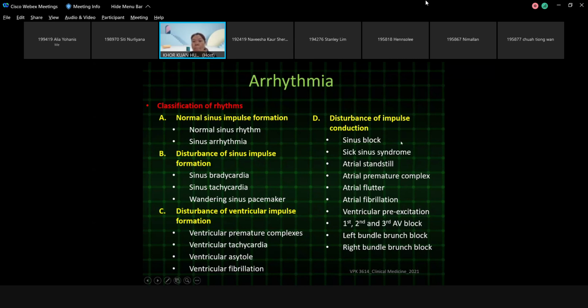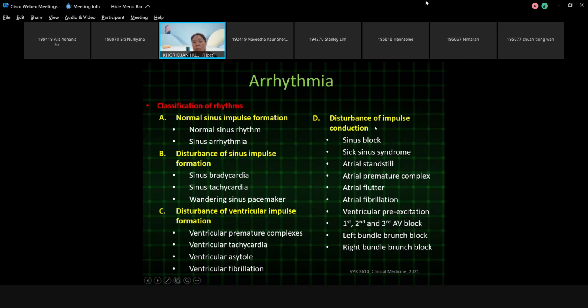Now, this one is impulse conduction. Impulse conduction will mean dia daripada SA node tak nak cakap dengan AV node. Atau SA node, dia bercakap kepada AV node. It will send the impulse to the AV node. Then the AV node goes to the left bundle or the right bundle, they got problem there. And that's why it will give you disturbance in impulse conduction.